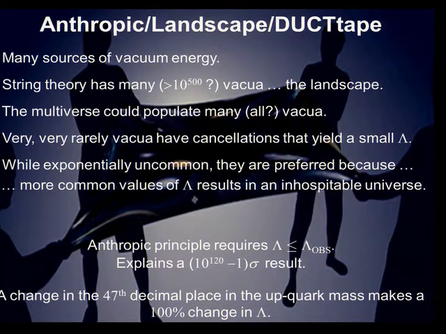I've argued that there are many sources of vacuum energy, all of them giving very large numbers, some positive, some negative. String theory has apparently very large numbers of vacuum states. More than 10 to the 500 is the number that's usually quoted. And if you imagine that we do not live in a universe, but rather our universe is part of a multiverse, then the multiverse could have populated many or all of the 10 to the 500 vacuum states.